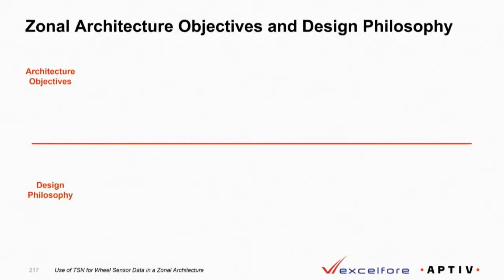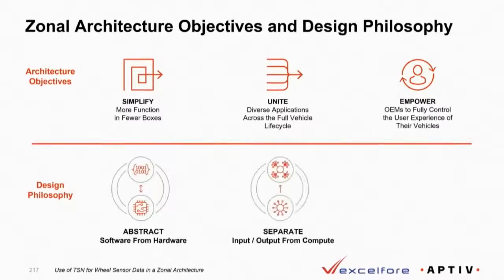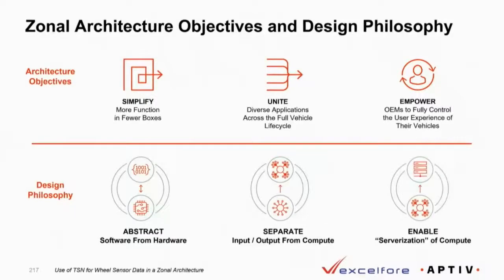So what are the zonal architecture objectives? The objectives are to simplify, basically reduce the number of functions into smaller groups, and unite all the applications into little bits that are controllable. And then, of course, the OEM gets the power to control all of the user experience. Now, what's the design philosophy? The design philosophy is to abstract software from hardware.